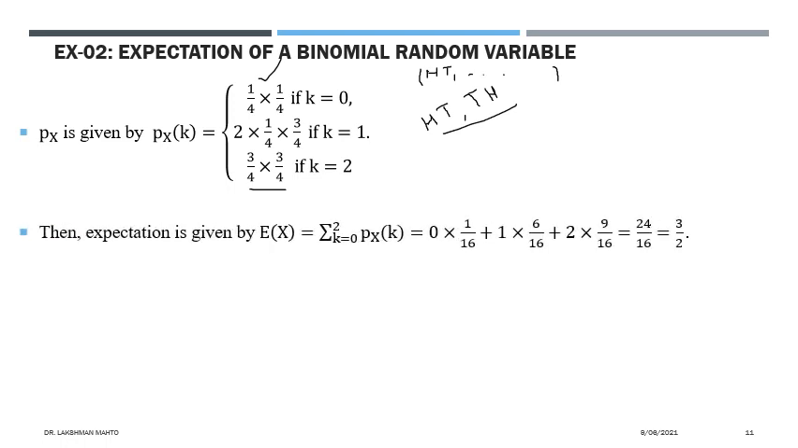So we have the probability mass function. Next we are going to calculate the expectation. How do we calculate it? We multiply each value of the random variable with the corresponding weight. What is the weight? The corresponding weight is given by the probability.